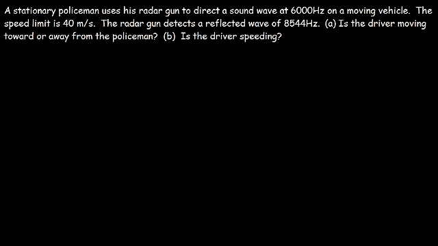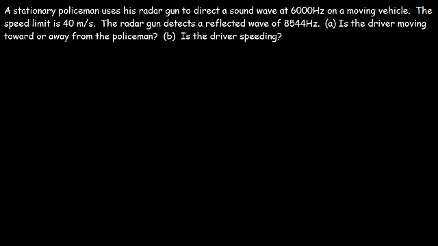This is the last problem for this video. A stationary policeman uses his radar gun to direct a sound wave at 6,000 Hertz on a moving vehicle. The speed limit is 40 meters per second. The radar gun detects a reflected wave of 8,544 Hertz. Now here's the first question. Is the driver moving toward or away from the policeman?